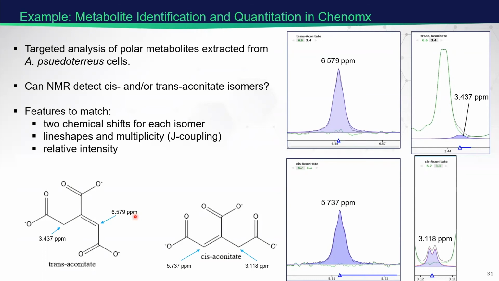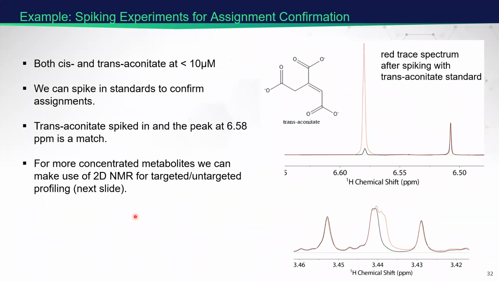Both of these happen to be in the extract that we studied, less than 10 micromolar, but still able to detect them quite nicely. If we need to make confirmations of low level metabolites like this, we always spike in a standard, which I've shown here. And if we have more concentrated metabolites, we can make use of 2D NMR.